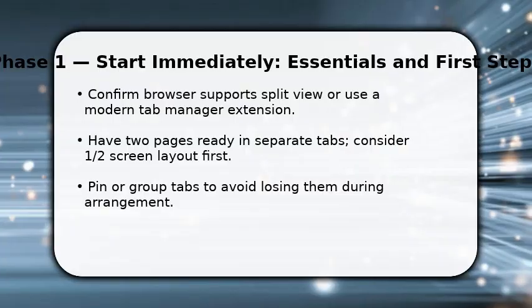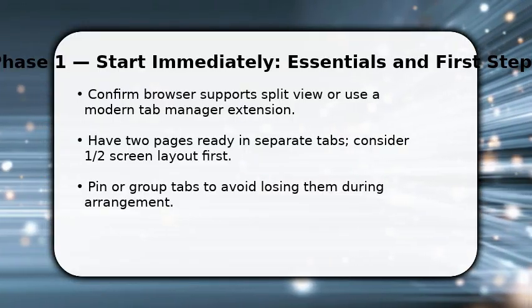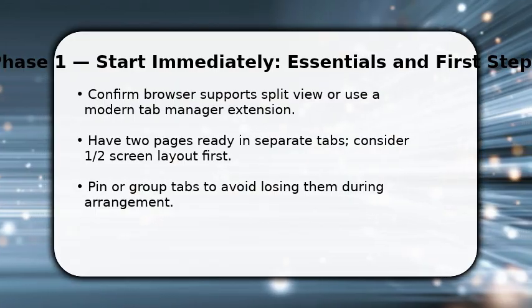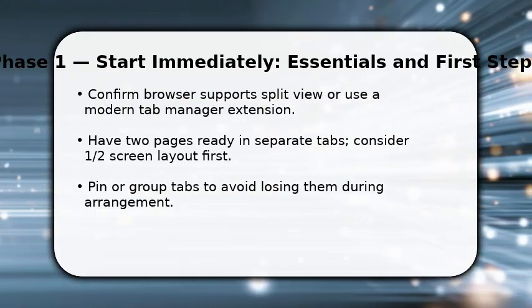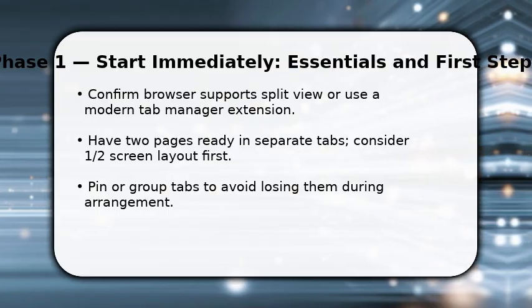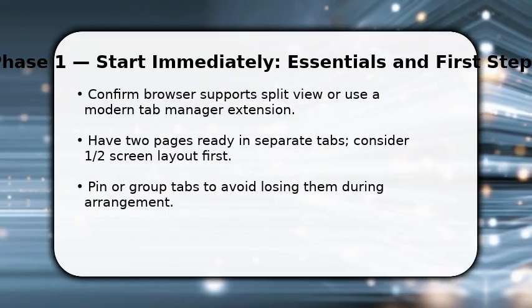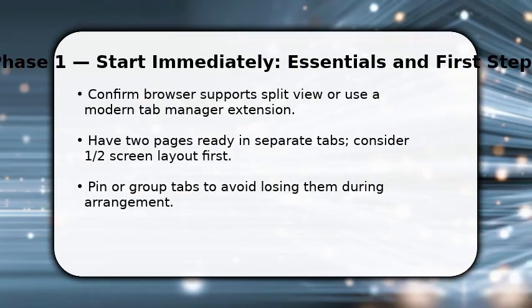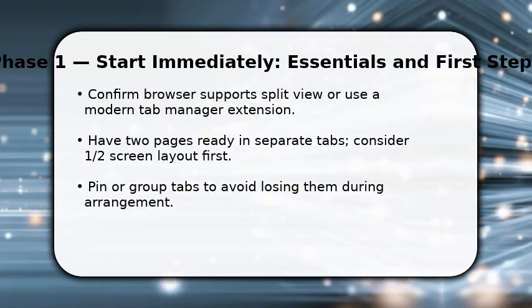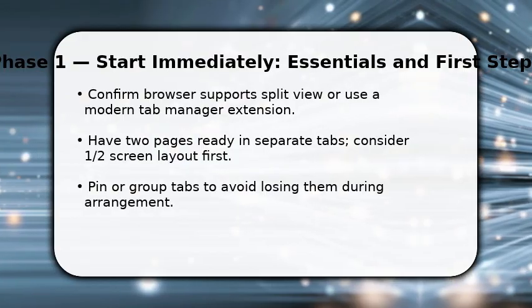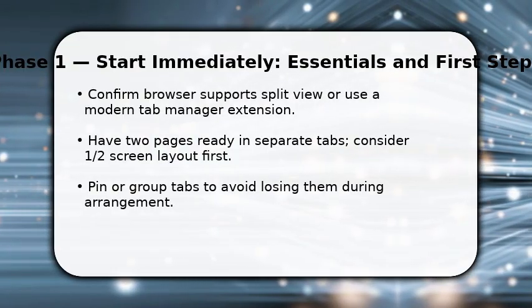You start by making sure your browser or tab manager supports split screen. This saves time and avoids surprises. Open the two pages you want to view, then drag the first tab to the left edge of the window. Once it snaps, drag the second tab to the right. Make sure to release when you see the split indicator so each tab occupies one half.